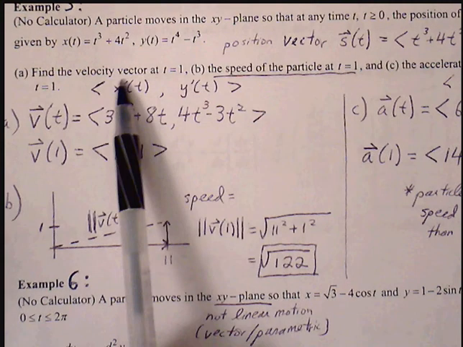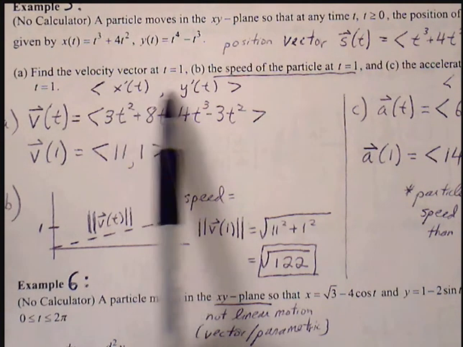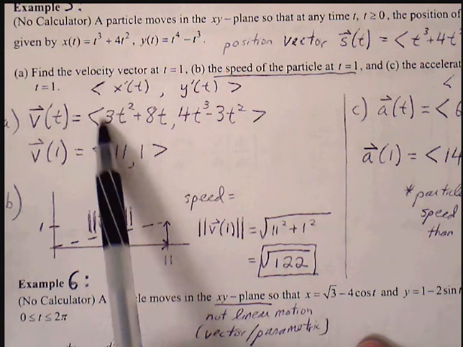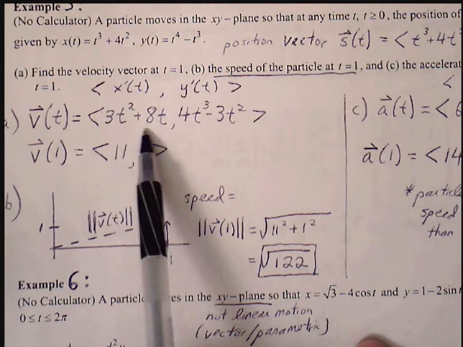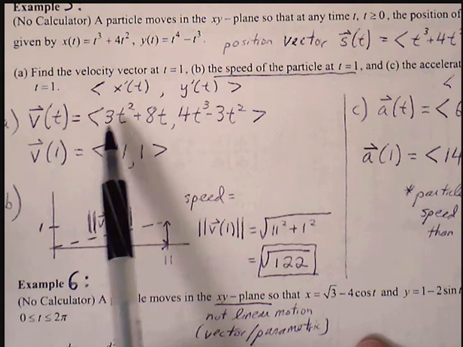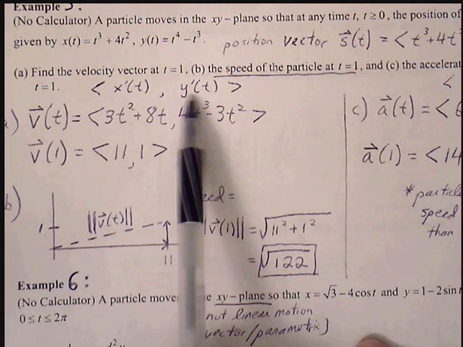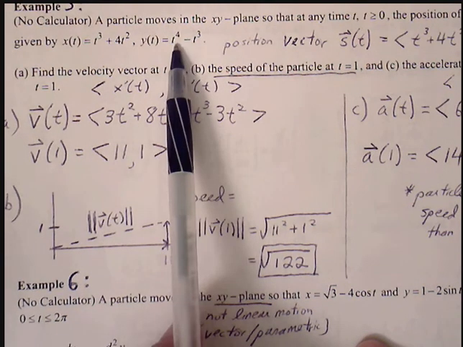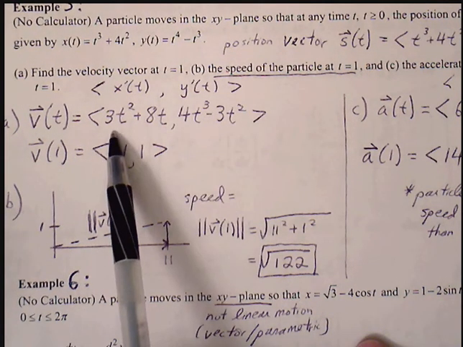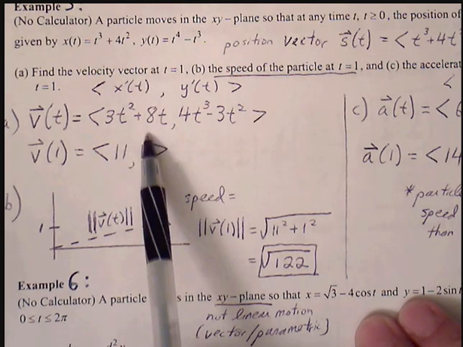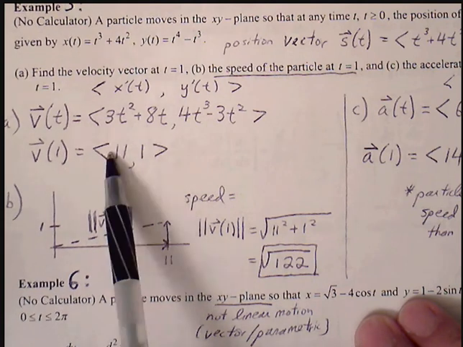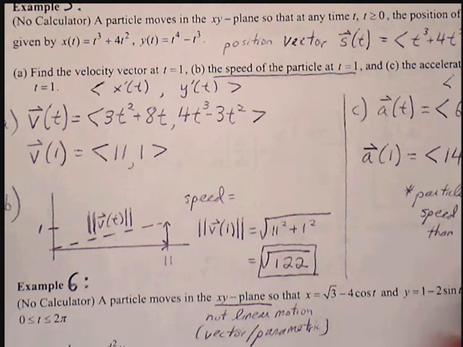So to find the velocity vector, we simply find x prime of t and y prime of t. So x prime of t, t cubed becomes 3t squared. 4t squared becomes 8t. So that's the x prime component. And then the y prime of t, or dy/dt, we find the derivative of 4t cubed minus 3t squared. And then if we want to find the velocity vector at t equals 1, we simply plug 1 in for t, and we get 3 plus 8, which is 11, and 4 minus 3, which is 1.